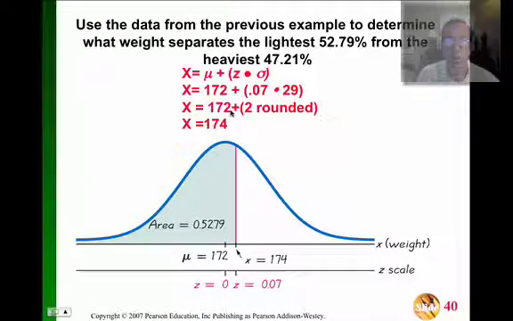So I could go at that two ways. Depending on the information I have, I can use the value of 174 in our standard equation, or I can use this equation to find the value of 174 related to a specific z-score. And the reason I use that z-score is because it's tied to 52.79. So that tells me that if I have a value of 174, 52.79% of the population will be less than that.